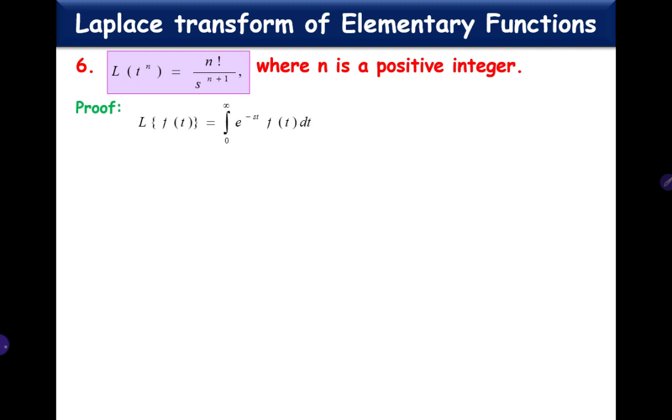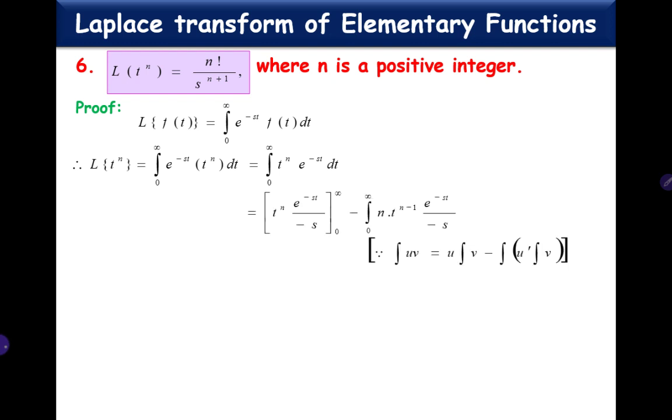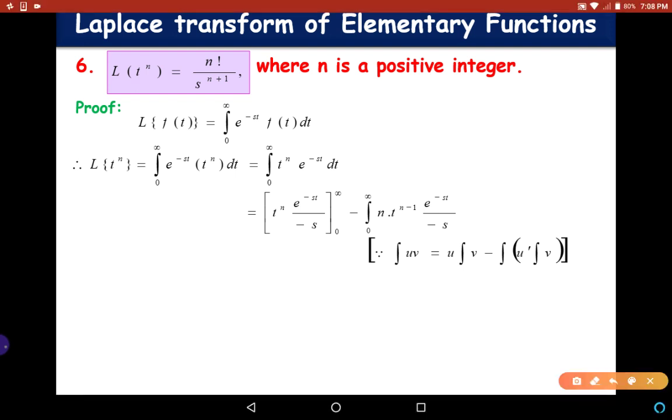As usual, we take the definition of Laplace transform of f of t given by integral 0 to infinity e power minus st into f of t dt. Now in place of f of t, let us substitute t power n. So that L of t power n is integral 0 to infinity e power minus st into t power n dt. For this again we apply integration by parts, taking t power n as u and e power minus st as v.